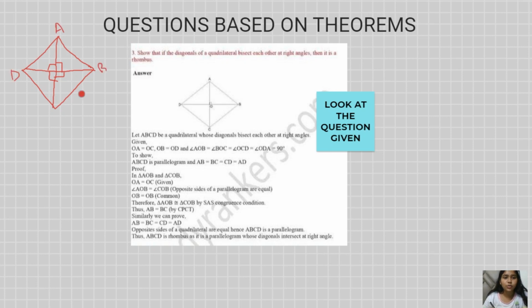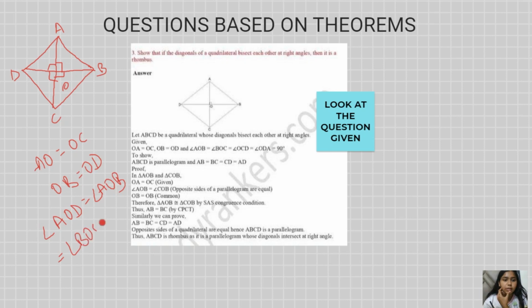So how are we going to show this? Let ABCD be any quadrilateral. What is given is, since the diagonals bisect each other at right angles, AO is equal to OC, OB is equal to OD, and angle AOD, angle AOB, angle BOC and angle COD are all equal to 90 degrees. So what is the proof?